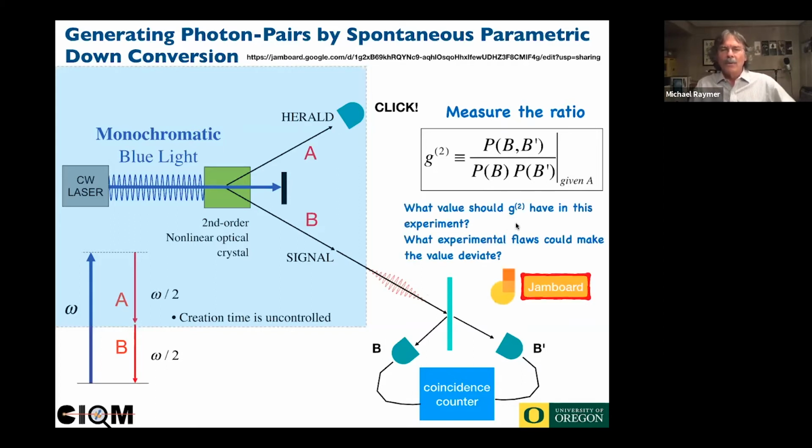So here's the Jamboard question. What value should G2 have in this experiment? So remember, when you go to the Jamboard, look in the chat window and click on that Jamboard link. And I will do the same if I can remember how to get there.